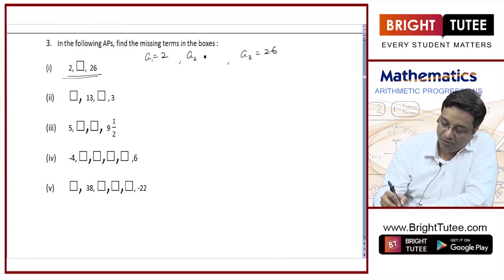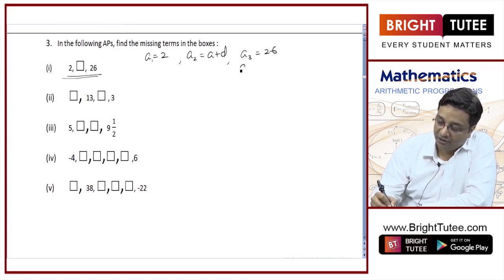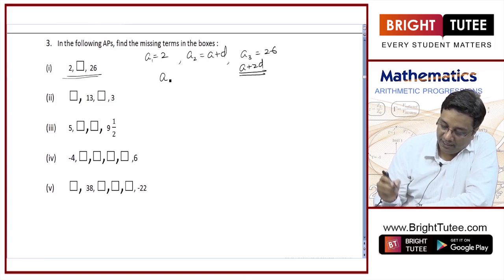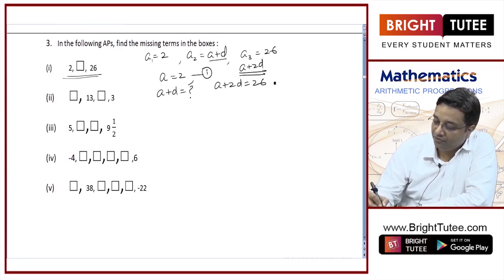A1 is 2. A2 is what? A plus D, right? A3 is what? A plus 2D. So we are given A equal to 2. Second term is given as A. What we need to find is A plus D, and we are also given A plus 2D equal to 26, right? Let us say this is my equation number 1, this is 2, right?